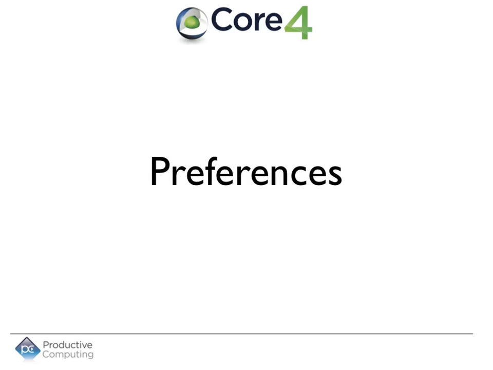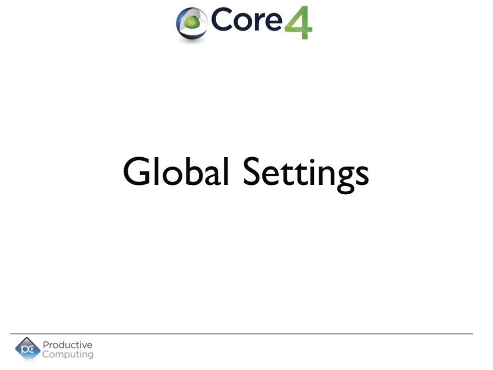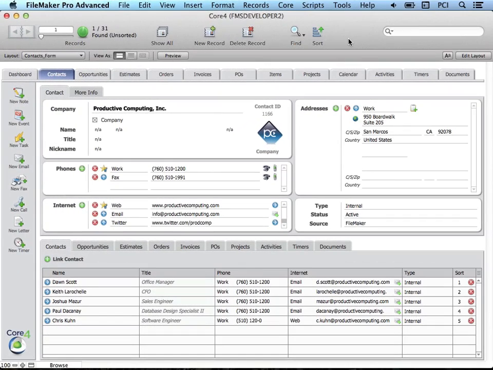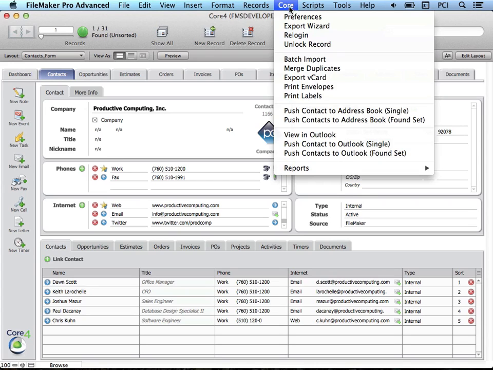Let's take a closer look at the preferences in the Core4. The Core4 offers global settings and user settings. This video is going to discuss the global settings. The Core4 preferences area can be found by selecting the Core drop-down menu at the top and then Preferences.